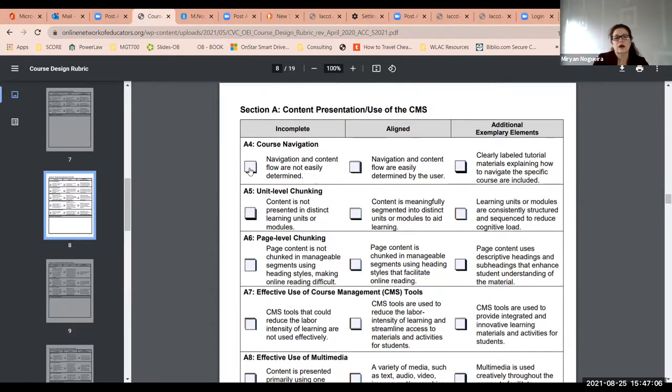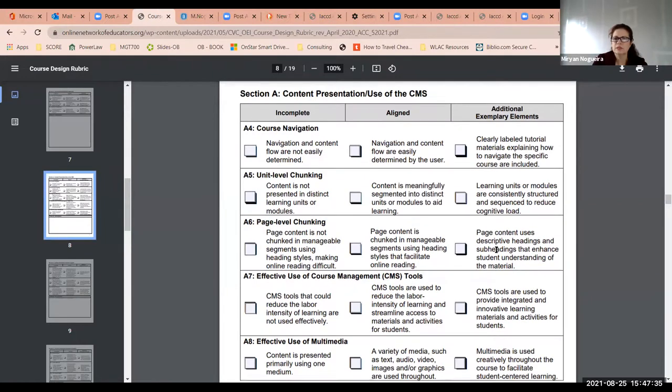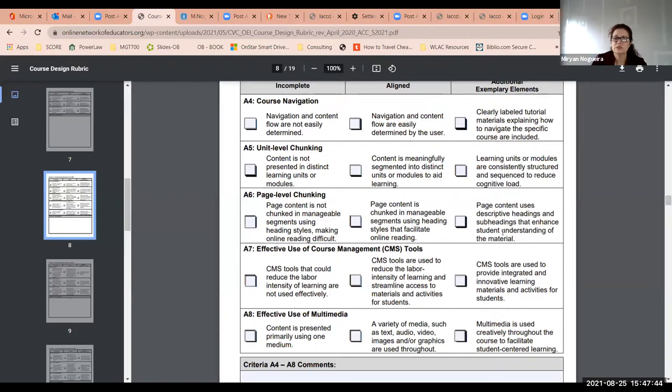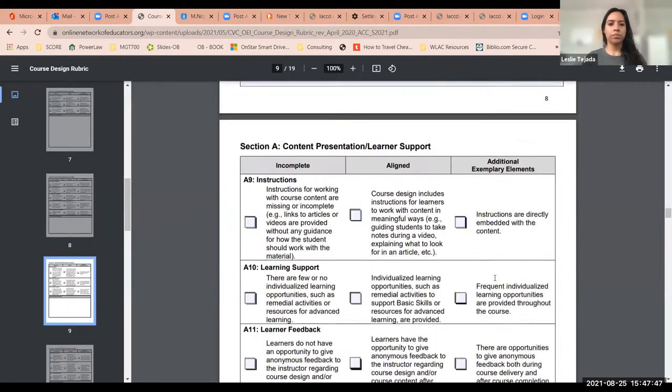But I have a document that shows you detail by detail what each one of these elements means. Because by heart, you may not be able to know unit level chunking. What is this, right? Chunking means just that each unit is together. I don't have an assignment that belongs to my unit one in some other place. Page level, page content: use descriptive headings and subheadings. Headings and subheadings are very, very important with accessibility. It's easy to do that in Canvas. And so on and so forth.